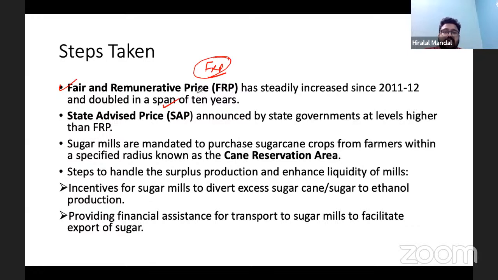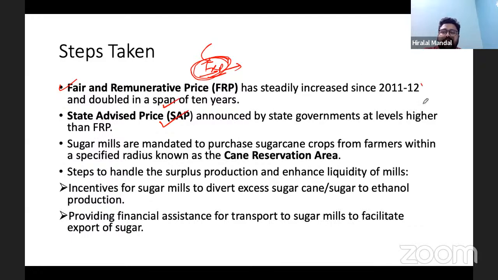Okay, so that's how it has been challenged. Brazil had challenged that India provides more subsidy for sugar production, and that's why it is competitive at the international level. So it distorts the price at the international level. That is what the allegation made by Brazil was. Apart from the fair and remunerative price, a state advised price can also be announced by the state, and that is higher than the fair and remunerative price.